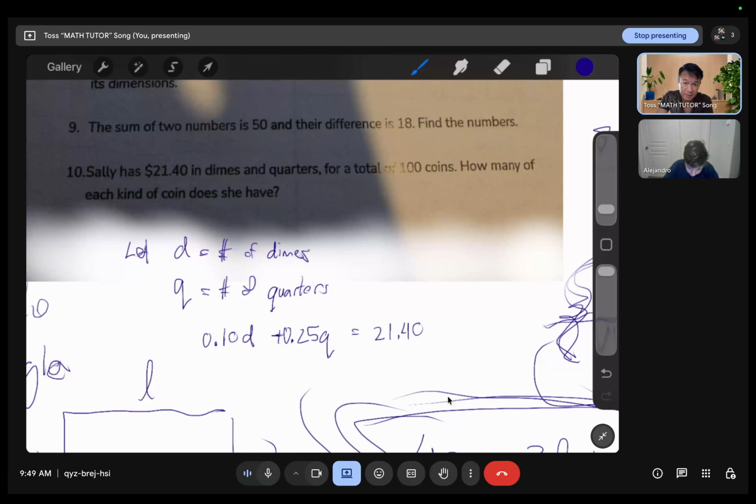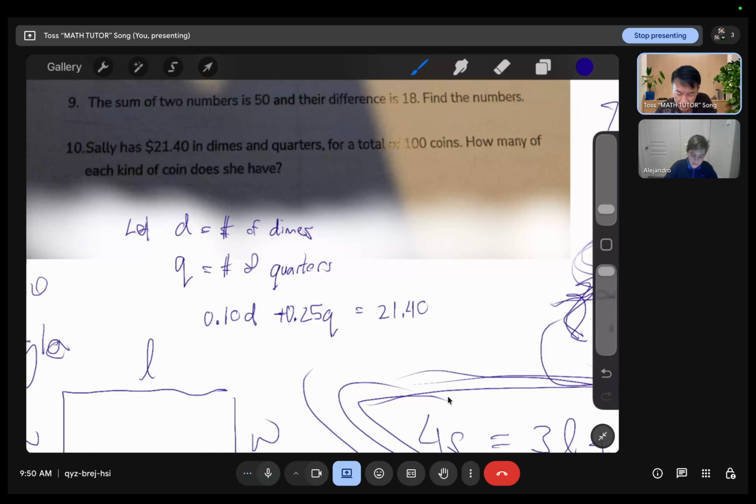Now on the test, if you're pressing for time, you could imagine you multiply everything by 100 and write 10D plus 25Q equals 214, right? Oh, wait, I'm wrong. It's 2140. Let me double check. Yeah, because you have to move it two places over. So I was wrong, it's not 214. Okay, now you can rewrite it.